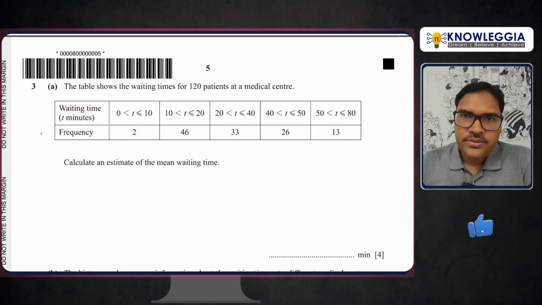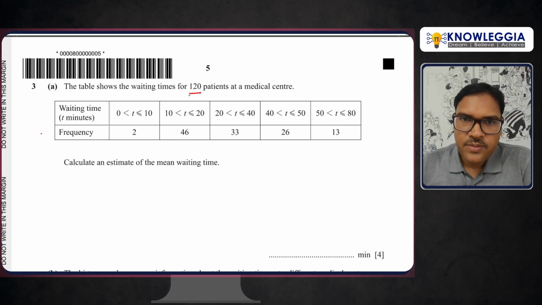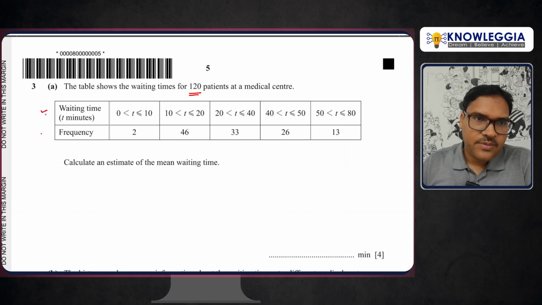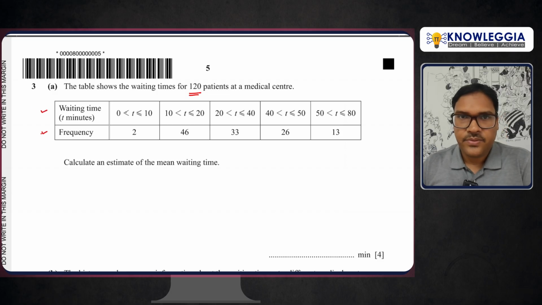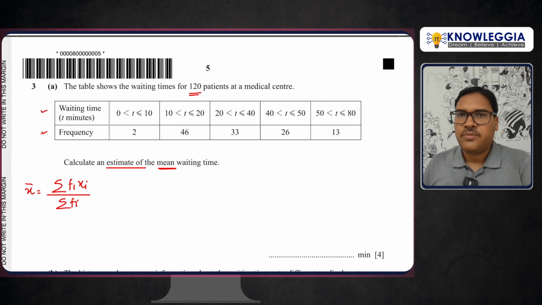So now the next question. The question says, the table shows the waiting time of 120 patients in a medical center, and this is given in terms of frequency and class interval. Calculate an estimate of the mean waiting time. Now, you have to find the mean. What is the mean? This is sigma frequency times corresponding value, divided by the summation of all the frequencies. This is the mean of the data when you have frequency data.